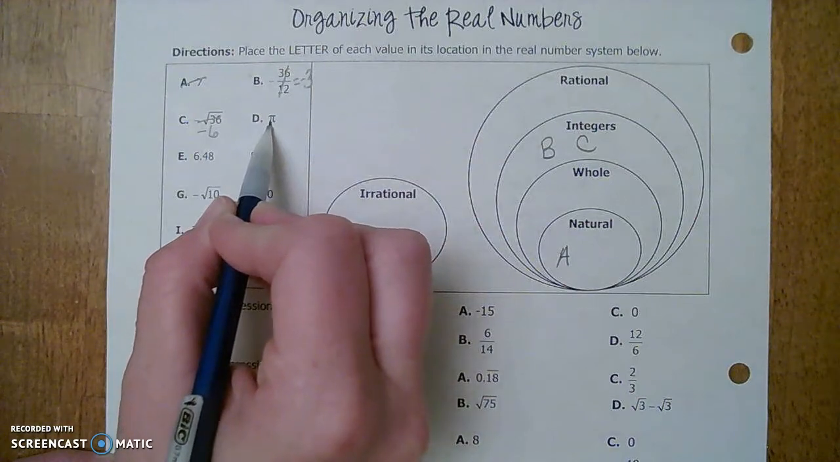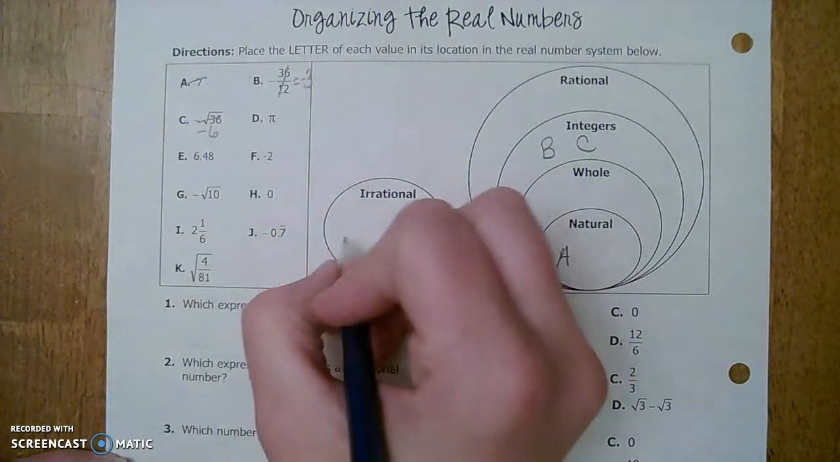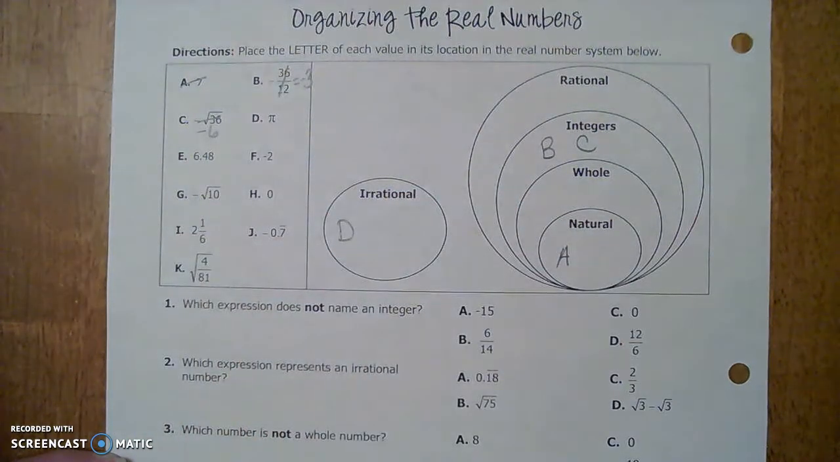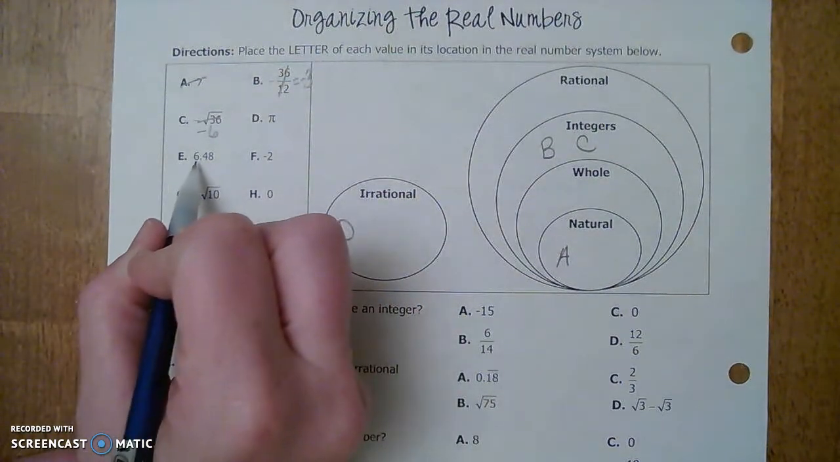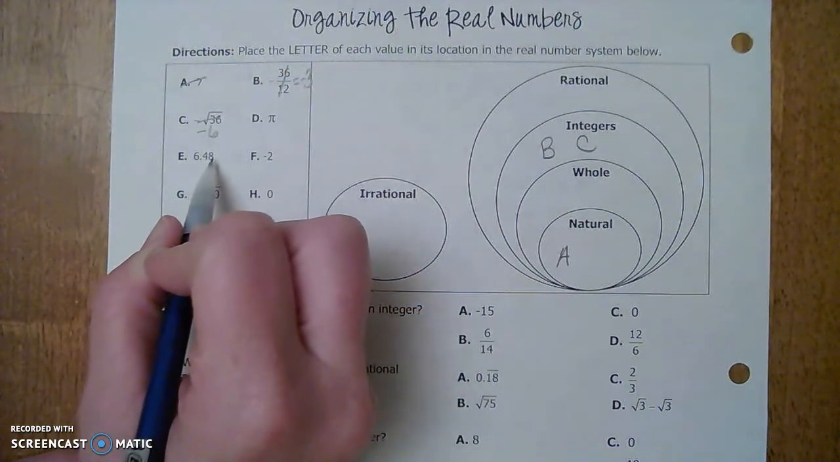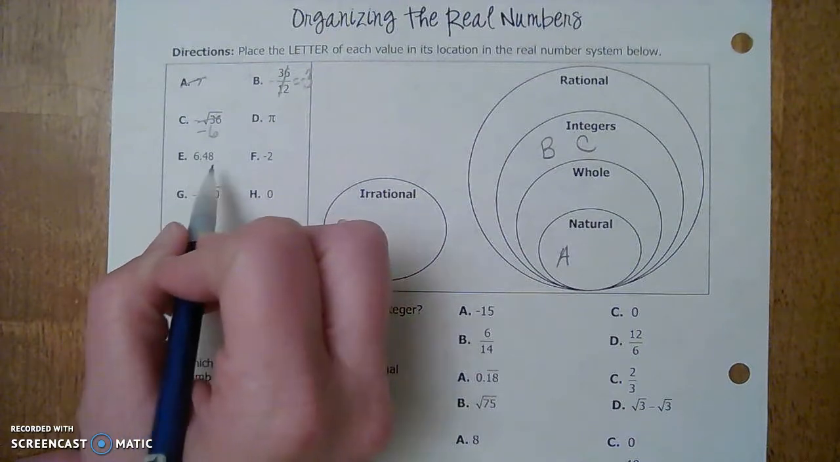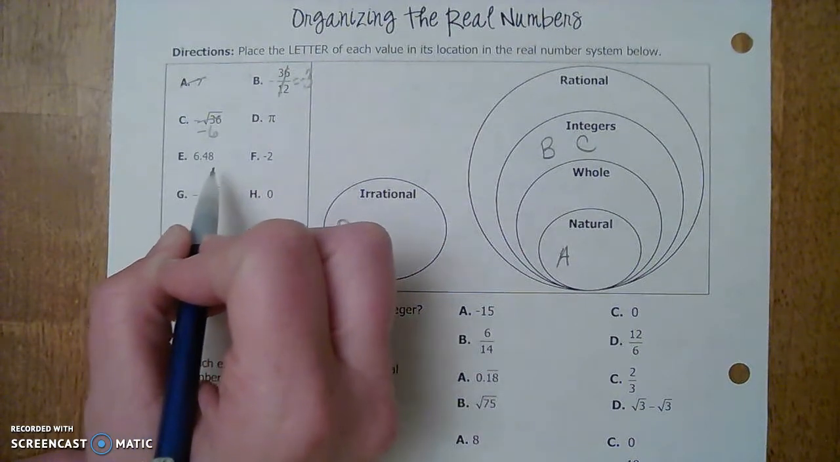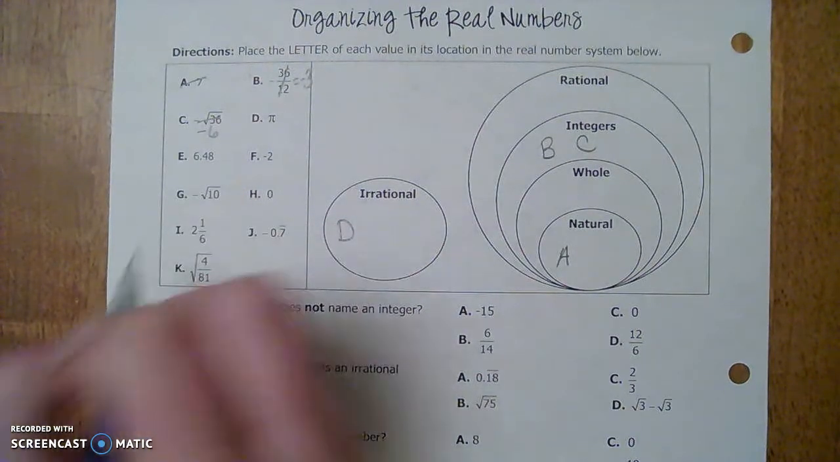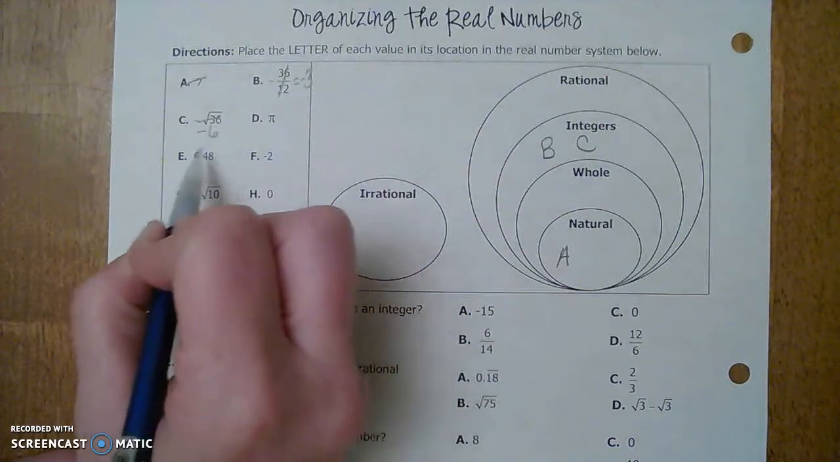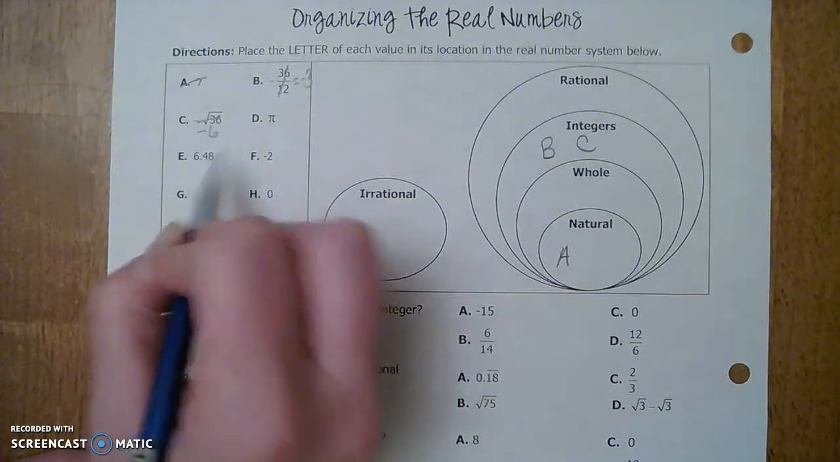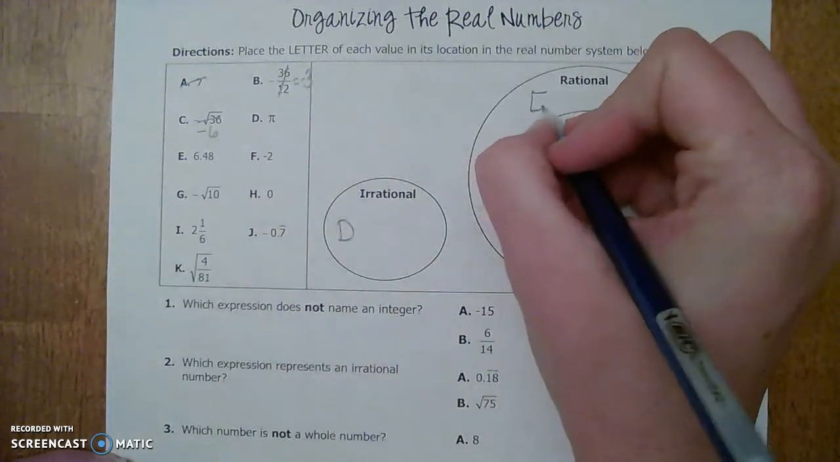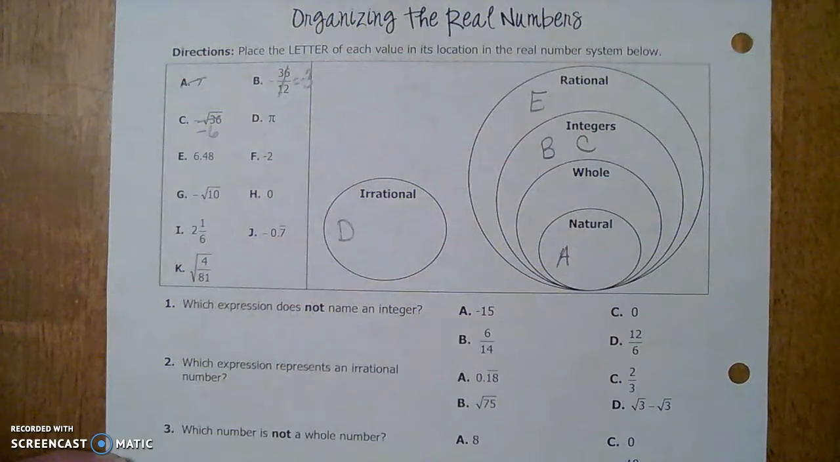Pi should be our favorite one because we automatically know that it is an irrational number. E, 6 and 48 hundredths. When you say 48 hundredths, that means 48 over 100, so that's a fraction. Again, anytime you see a nice decimal, that automatically means it's a rational number. It cannot be any of these three down here.